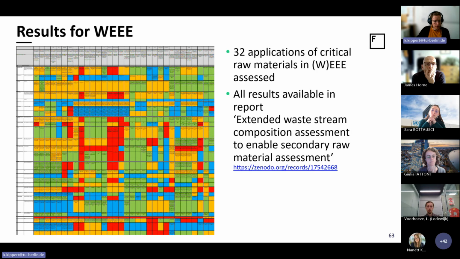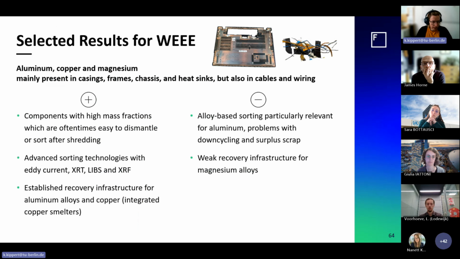And now I want to just highlight a few of the results, so a snapshot of what you can find in this table and also the report. One example is the aluminum, copper, and magnesium in WEEE, which is mainly present in casings, frames, in heat sinks, but also in cables and wirings.